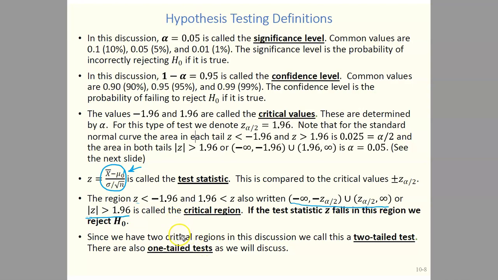Now, in our development of hypothesis testing, we had two critical regions. You see this one here and this one right here. And because of that, we call this a two-tailed test, but you can also have a one-tailed test, which is what we'll discuss soon. So those are a few definitions that we have covered in our discussion so far.